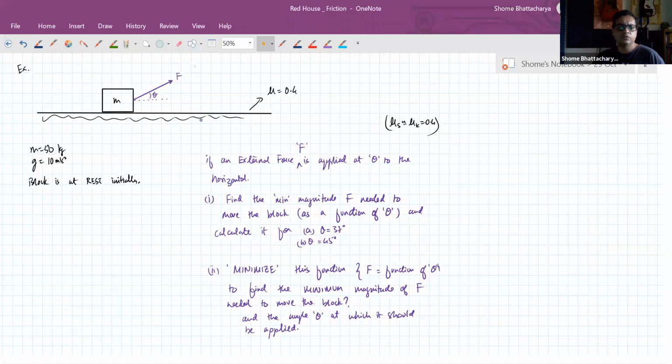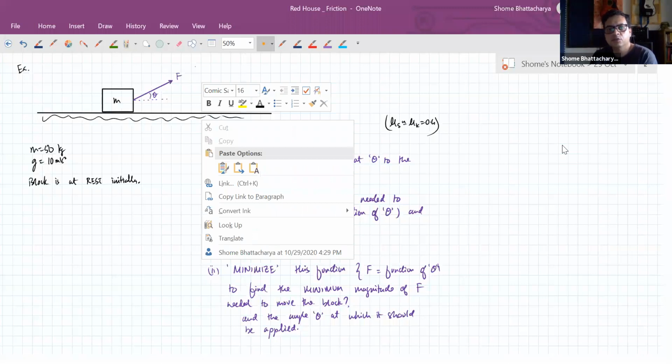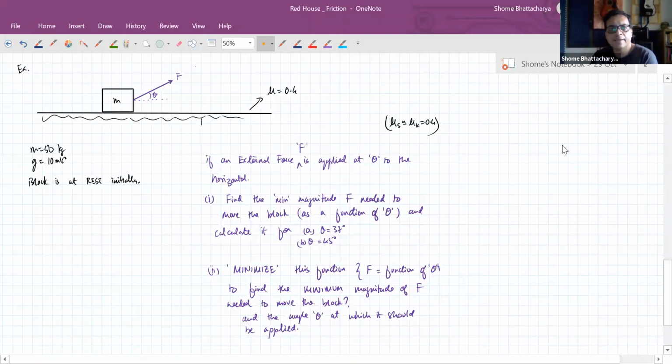Make the free body diagram for the first part and try to get f as a function of theta. Then you will automatically understand what the second part is trying to say. Okay, don't worry about the second part immediately. Just follow the instructions of the first part and try to get f as a function of theta. Then once you got f as a function of theta, read the second part of the question and you will understand what we mean by saying minimize the function, so that you can get the angle theta at which the force should be applied for it to be minimum. Okay. So there's a bit of application of maxima minima theory from calculus also over here.